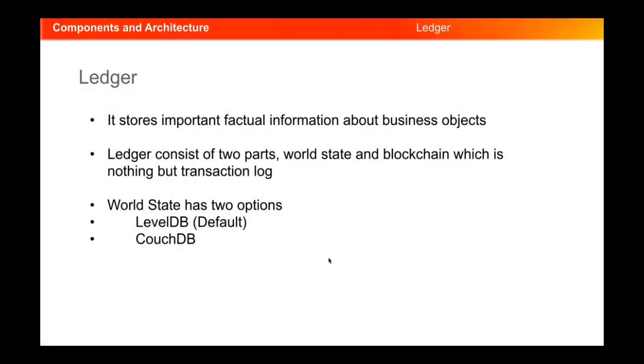Welcome back again. In this section, we are going to look into another component of Hyperledger Fabric, which is the ledger. The ledger stores important factual information about the business objects or assets. The ledger consists of two parts. First is the world state, and second is the blockchain, which is nothing but the transaction log.